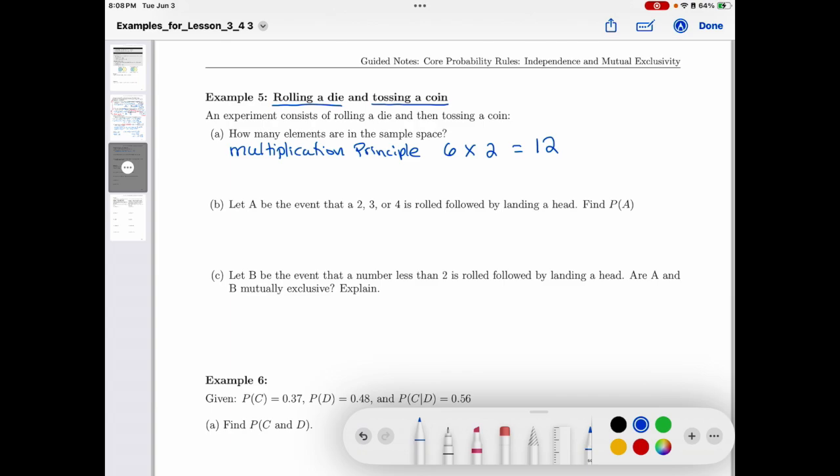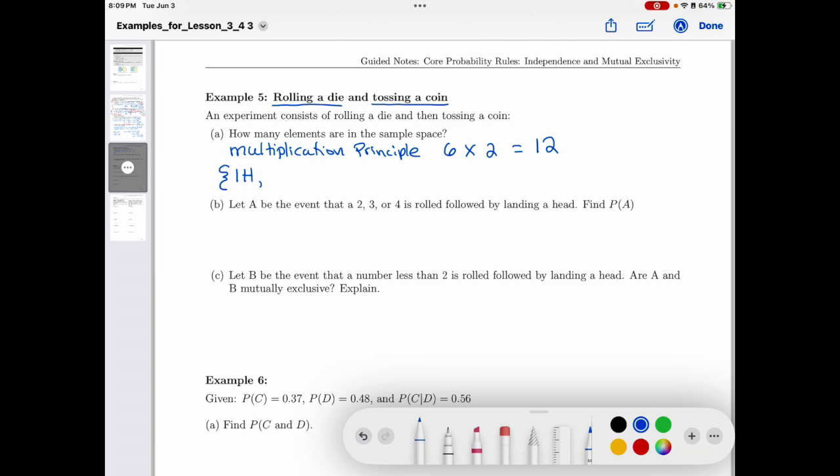Now, if you would like, just for practice and to convince yourself that this is true, you can actually write out the sample space. In this example, it's small enough that you can do that. So when we list a set for a sample space, we use curly braces. I'm going to indicate the number on the die by literally writing that number, and then I'll use T for tails and H for heads.